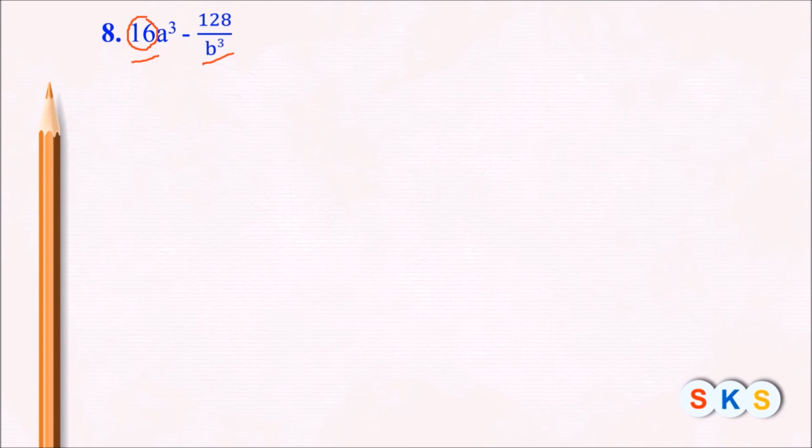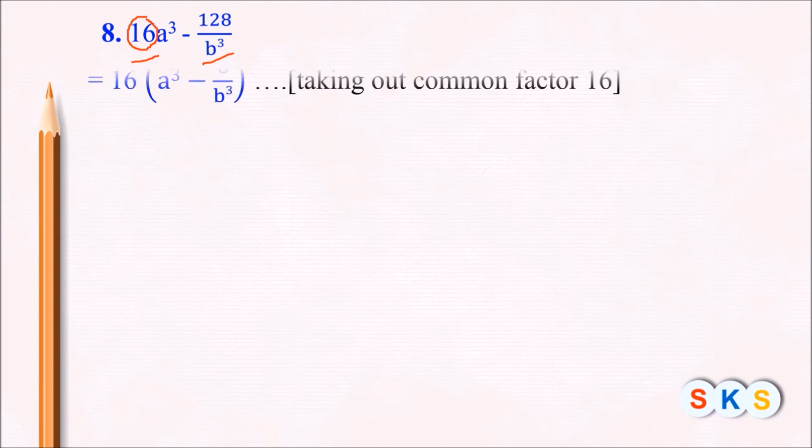So let's see here, if I take 16 as common, what we'll get in the bracket is a raised to 3 minus 8 upon b raised to 3. Now you can see that the first term of the bracket is a raised to 3, which is a cube of a, and the second term is 8 upon b raised to 3, and it is a cube of 2 upon b. It means both the terms of this bracket are perfect cubes. So to expand the bracket, we will use the formula of a cube minus b cube.